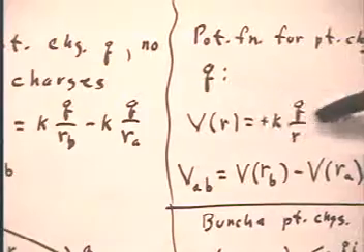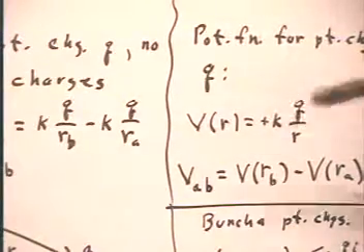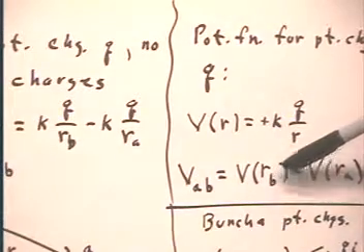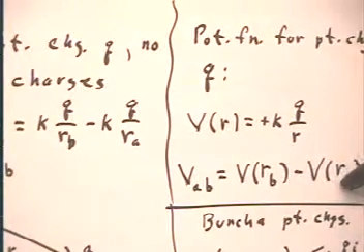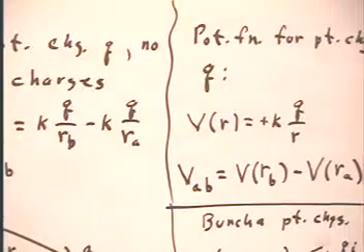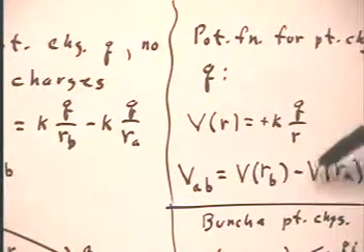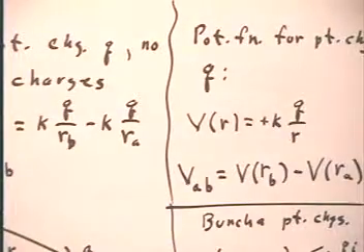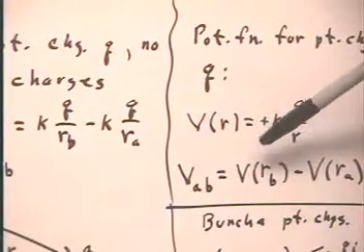So this potential function has the property that the potential difference from A to B is just the potential calculated at point B minus the potential calculated at point A. We subtract where we are from where we're going. The potential at the point that we start at is subtracted from the potential at the point where we're heading.